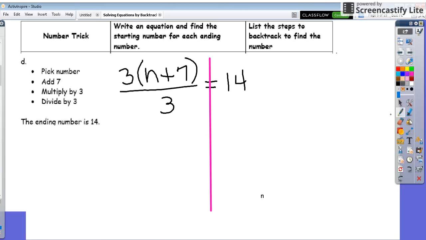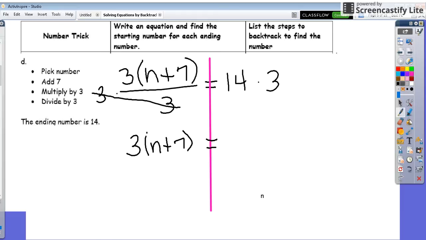and so we make sure it's balanced. So the first thing we're going to do is say, okay, what's the last thing that happened to n? So it's pick a number, add 7, multiply by 3, divide by 3. So I am going to multiply both sides by 3. So that will cancel out that operation, and then I just copy. And 14 times 3 is 42.